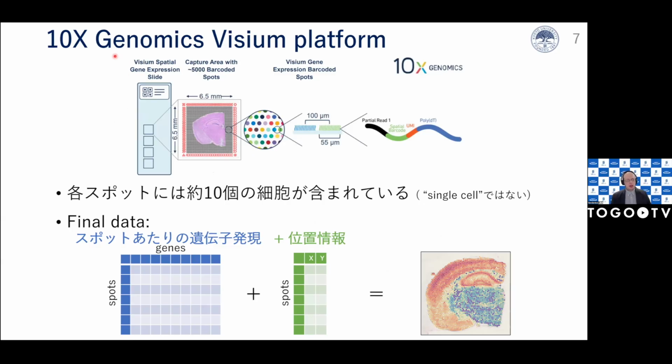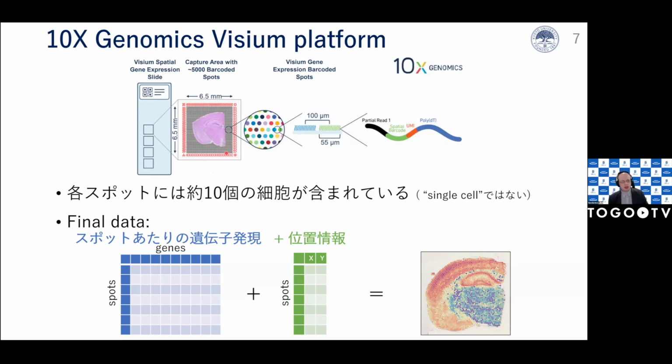Then, I will use a 10x Genomics Visium example in my lecture today. So I should briefly explain about it, although maybe some of you will be familiar with it. Of course, it's made by a company called 10x Genomics, and they have a slide that looks like this. And here you can put your tissue slice. Here they use an example of a mouse brain.